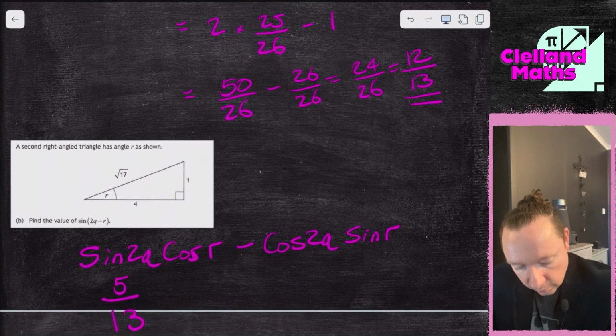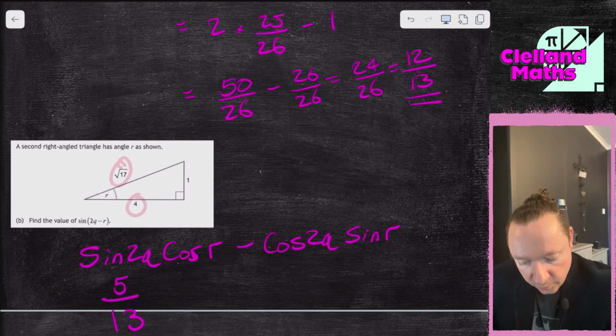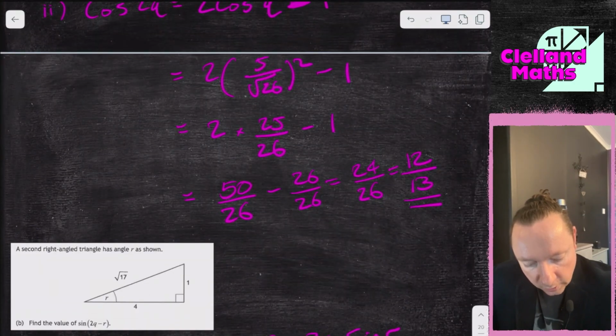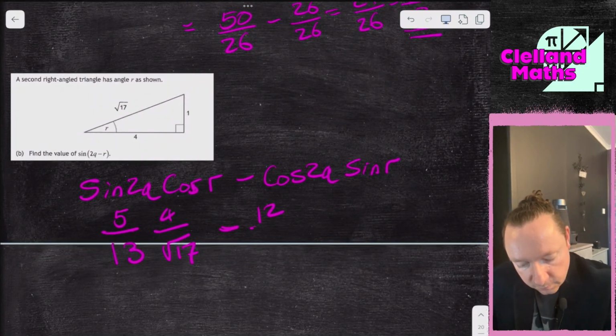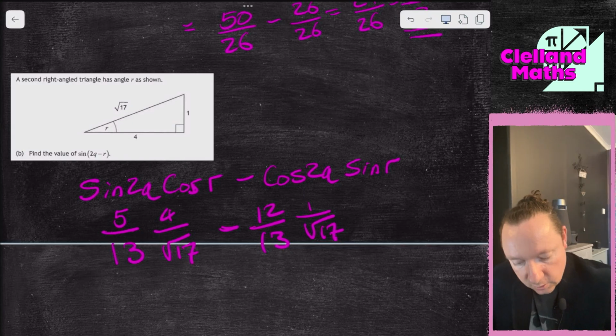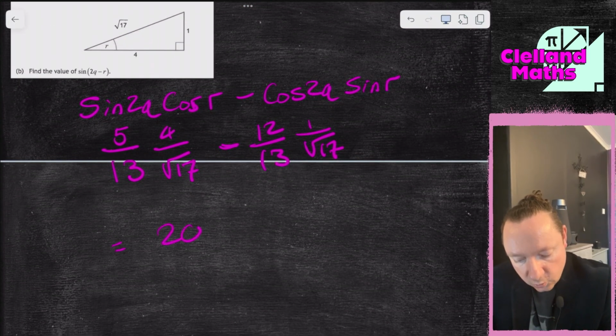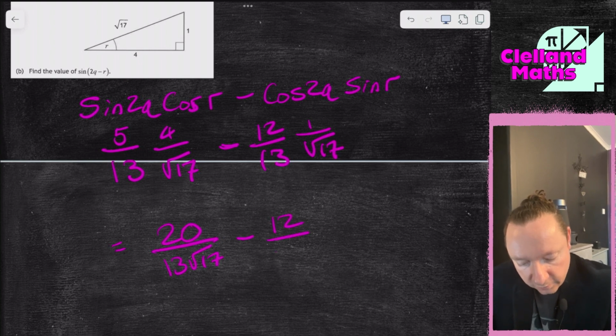Cos r, well, I can just work that out. Adjacent over hypotenuse is 4 over root 17. Minus cos 2q I worked out here was 12 over 13. And sine r is 1 over root 17. So that gives me 5 times 4 is 20 over 13 root 17, minus 12 over 13 root 17, which is 8 over 13 root 17.